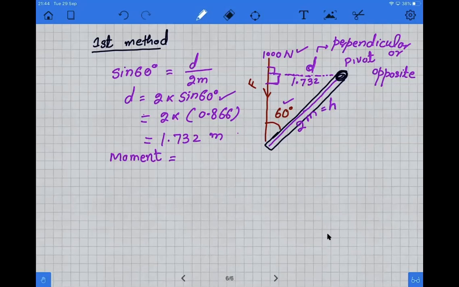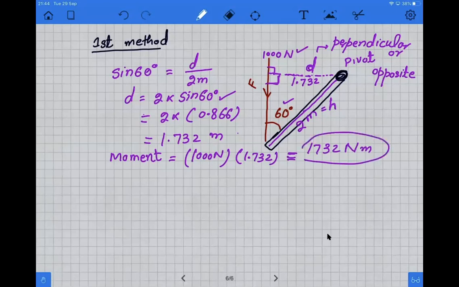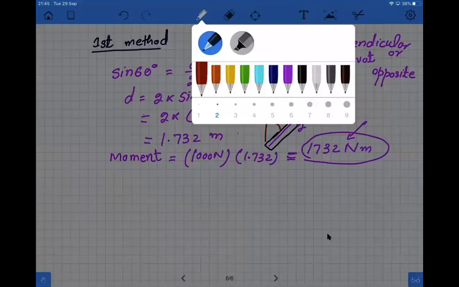Now for the calculation of moment, we can multiply the given force, that is 1000 Newton, to the perpendicular distance, that is 1.732. And the answer would be 1732 Newton meter. The answer would be 1732 Newton meter, and Newton meter is the unit of torque. Now let's go with the alternate method.